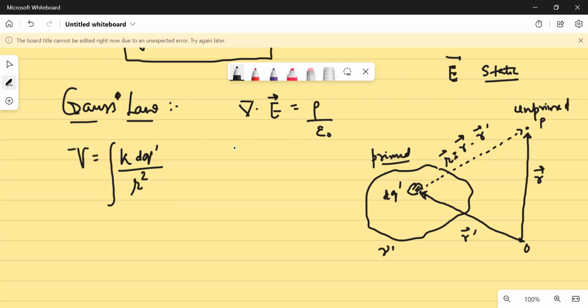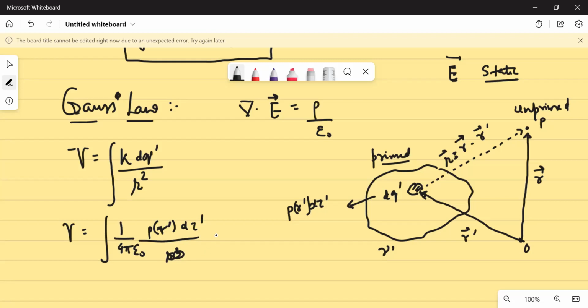Yes, sir. Okay. Let's say this particular dq dash is distributed in the volume d tau dash, and let's say the charge density is uniformly distributed, and the volume charge density is given by rho. So I'll write rho r dash. Instead of writing dq dash, I would simply write it as 1 over 4 pi epsilon naught, rho r dash d tau dash divided by r square.